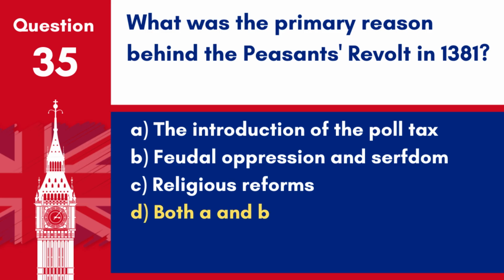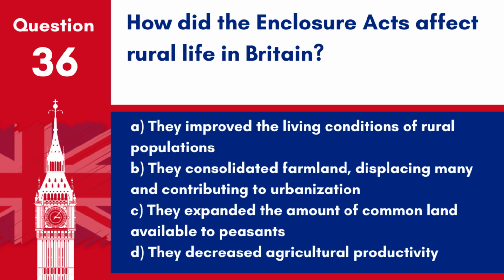Answer: D. Both A and B. The peasants' revolt in 1381 was primarily caused by the introduction of the poll tax and the ongoing feudal oppression and serfdom. Question 36. How did the Enclosure Acts affect rural life in Britain?